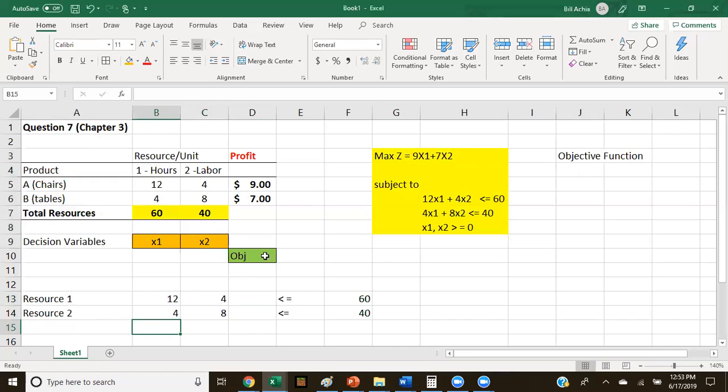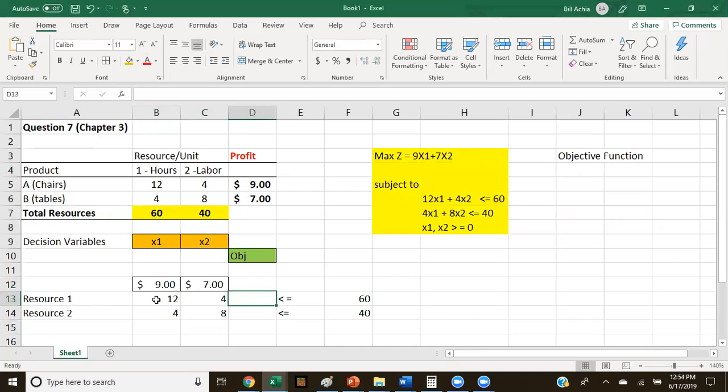Okay. And I'm also going to put here my objective function. My parameters are $9 for profit for the chairs, $7 of profit for the tables. Put this into dollar signs. So what I'm doing here is basically building a table that I can then go into Solver and solve.